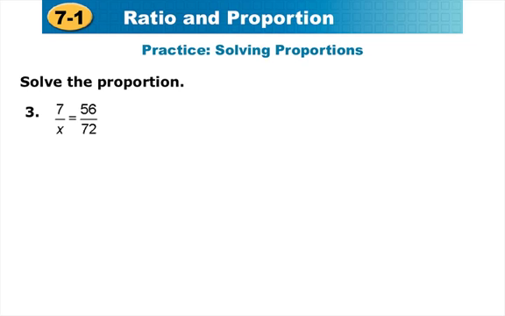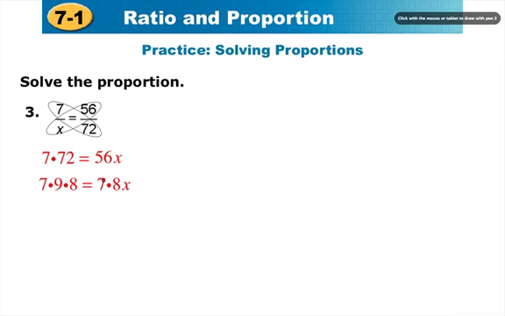This is practice solving proportions. So for number 3, you need to solve. So you're going to take the product of the extremes. I'm not going to actually take the product, and you'll see why in just a second. Take the product of the means. And then at this point, this is what I'm going to do. This is why I did not take the product, because I know that 56 is 7 times 8. And then at this point, I know that if I divide both sides by 7 and 8, I end up with x equals 9. And that is my answer.